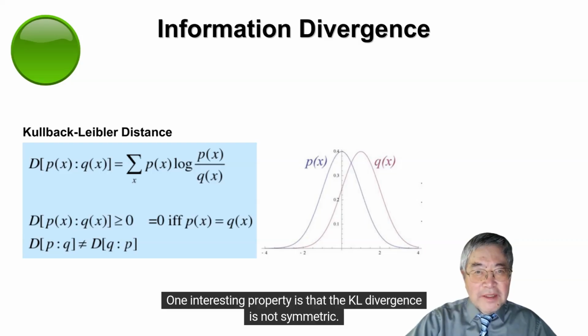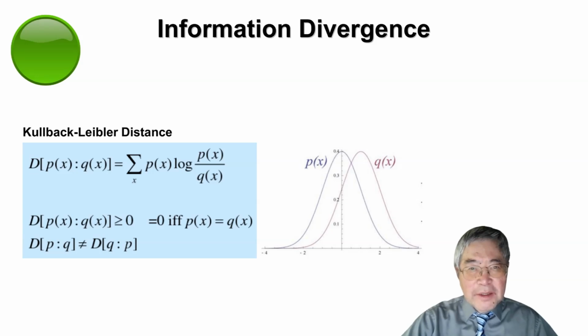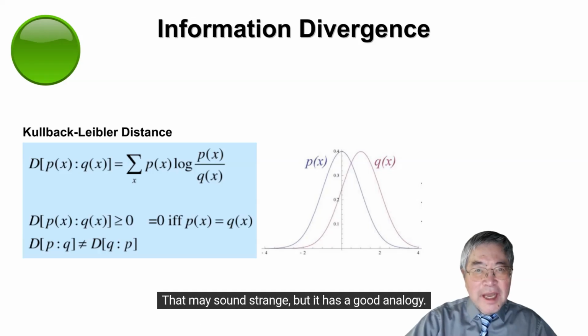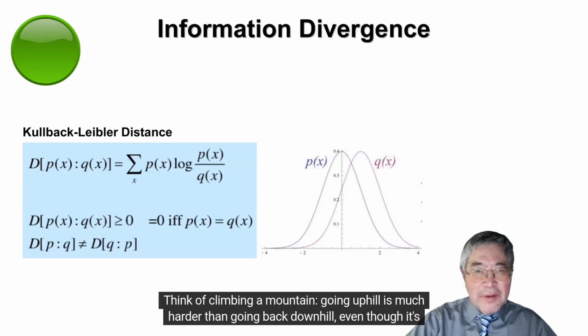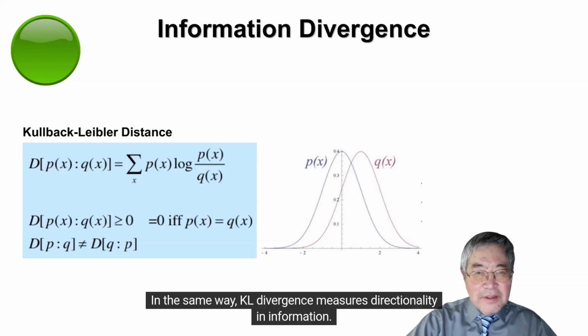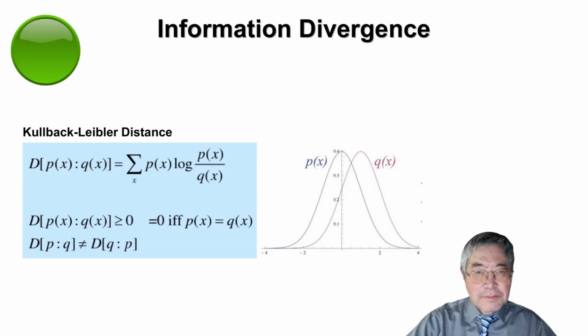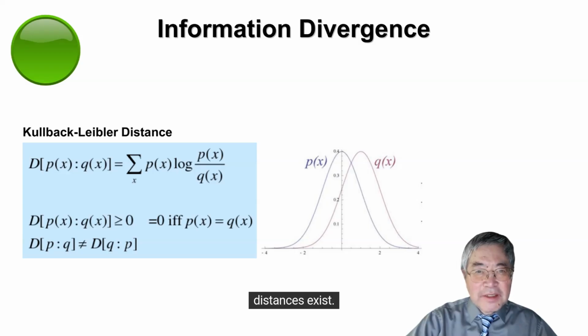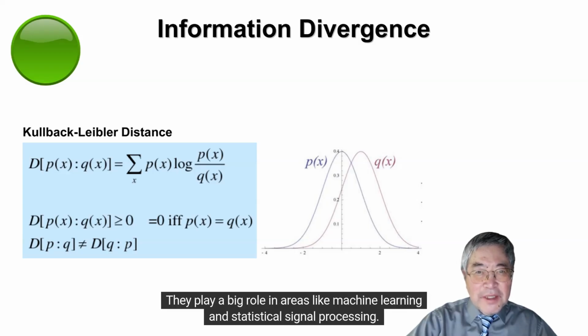One interesting property is that the KL divergence is not symmetric. In other words, the distance from P to Q is not the same as the distance from Q to P. That may sound strange, but it has a good analogy. Think of climbing a mountain. Going uphill is much harder than going back downhill, even though it's the same physical path. In the same way, KL divergence measures directionality in information. So, while we won't use this directly in our course, it's good to be aware that such information-based distances exist. They play a big role in areas like machine learning and statistical signal processing.